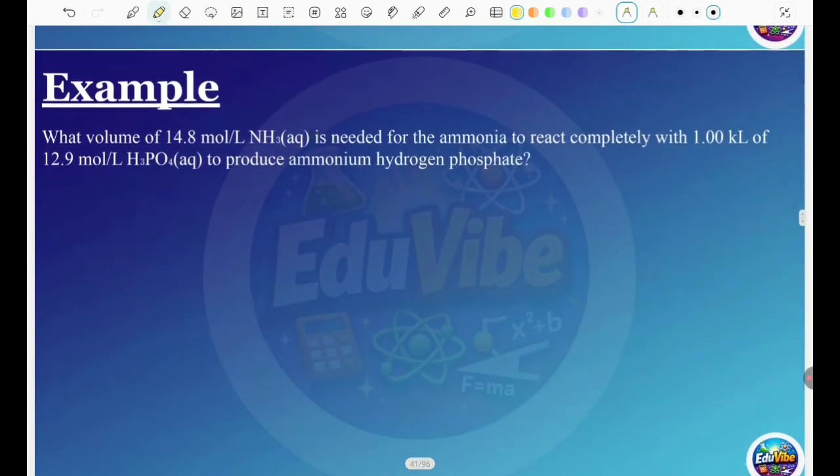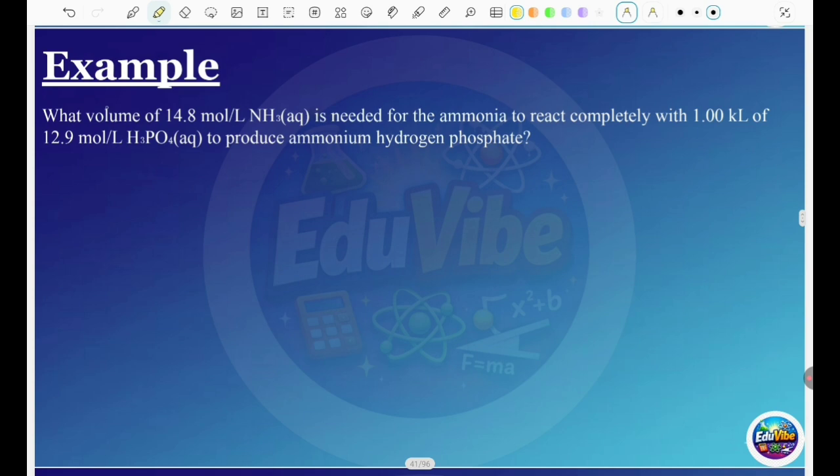So the next question is kind of different. Now we have to find a volume. What volume of 14.8 moles per liter NH3 is added for the ammonia to react completely with 1.00 kiloliters of 12.9 moles per liter H3PO4 aqueous to produce ammonium hydrogen phosphate.